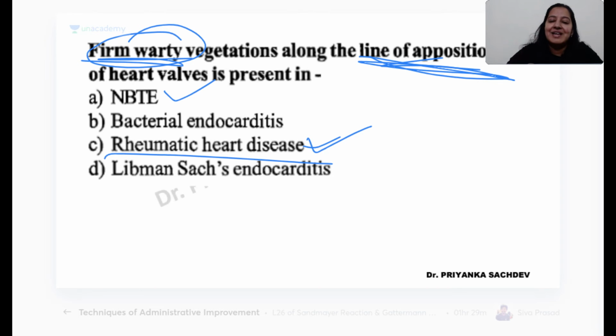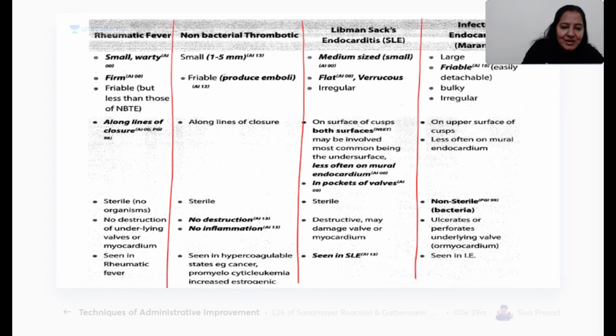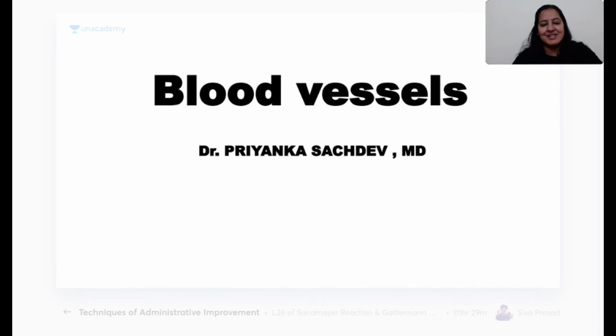Only 40% people are correct. Rest all are incorrect. Why? I don't know. So correct answer here is C. So you can see the first one, the vegetations are firm. The rest 3 vegetations are not firm. So firm, warty along the line of closure. The answer is rheumatic heart disease or rheumatic fever. Say yes or no. Have you got it? Should I start the new topic?